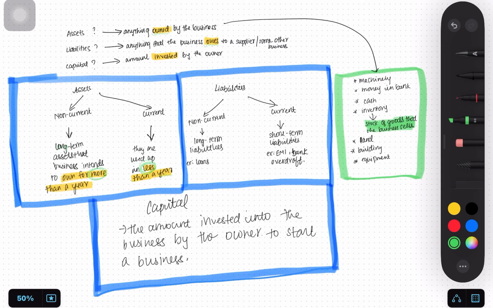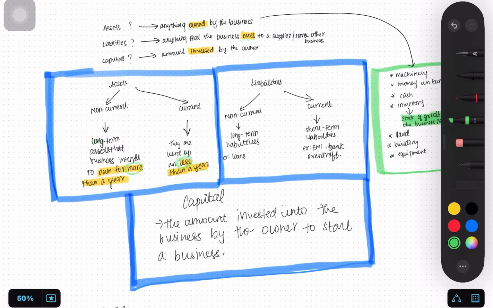You won't have time to sit and make soaps and then send it. If you have a shop, you have to give it immediately. So in that case, anything that you have, even if you go to a supermarket, all the stuff that they have there that is available for you to buy, it's called inventory in accounting terms. And other examples of assets include land, building, and equipment.